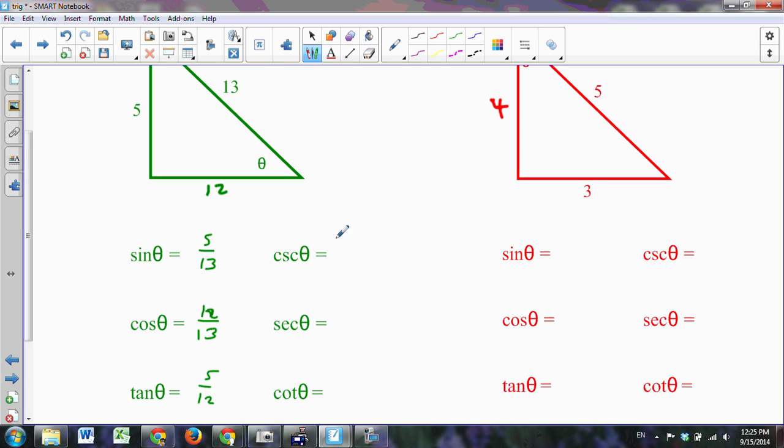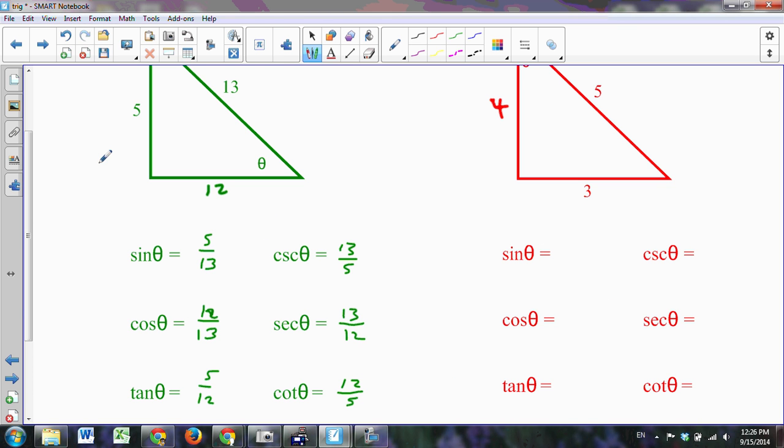Cosecant of theta. Remember, cosecant is the reciprocal of sine. You just have to memorize that. So the reciprocal of sine would be 13/5. And the secant is the reciprocal of the cosine, so that would be 13/12. And cotangent is the reciprocal of the tangent, so that would be 12/5.